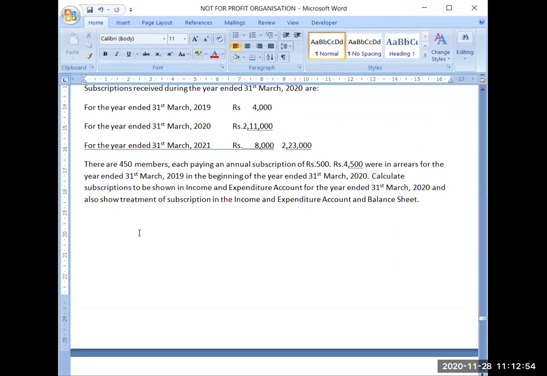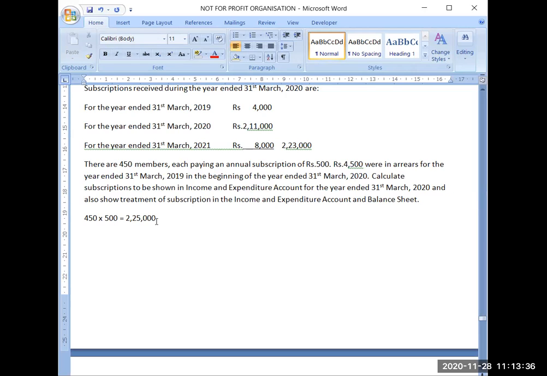Now one more thing. The total number of members are 450. And each member is contributing rupees 500 for the 1 year. So what should be the total amount of income for the current year? Yes, very good. It should be 2,25,000. And in such questions, this is the amount only which can be written in the income and expenditure account as subscription.